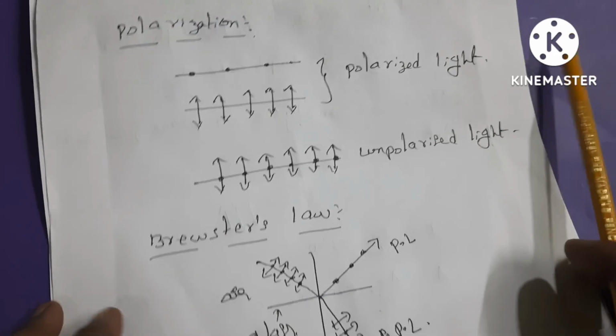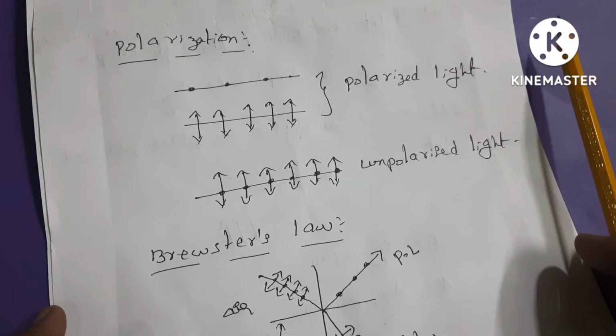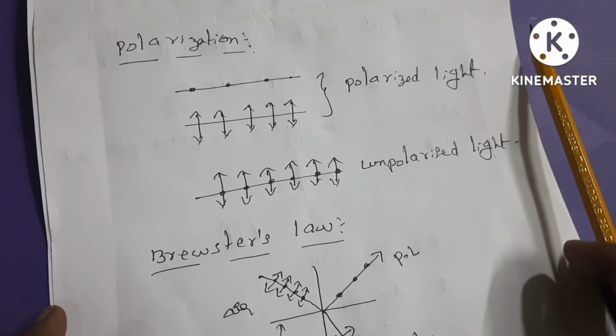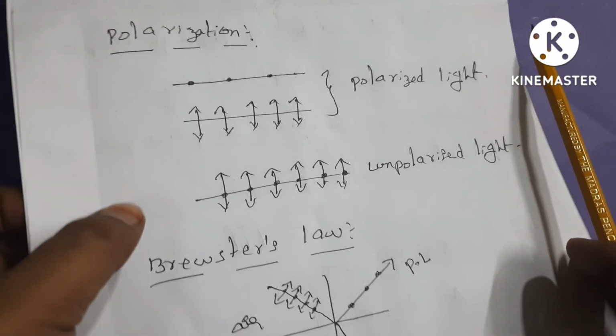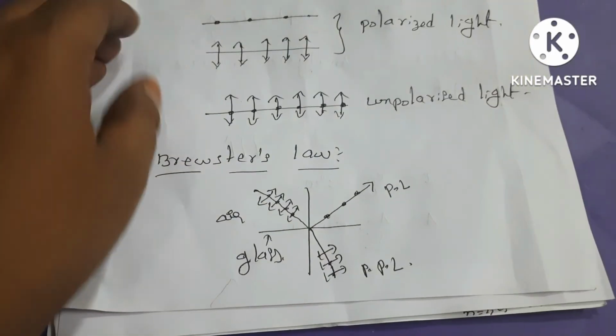But how is polarized light possible? We can get polarization from the reflection of light, and also from double refraction. But in polarization, while going through the formulas, you must remember these formulas. From reflection, from Brewster's law, just look at this figure once.